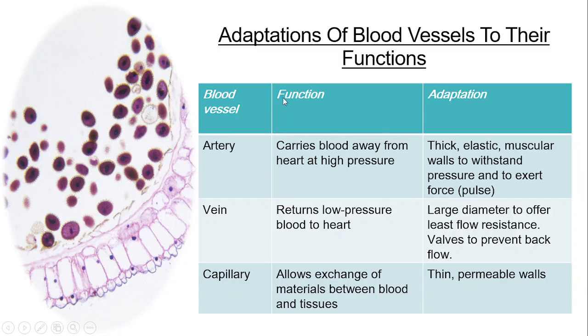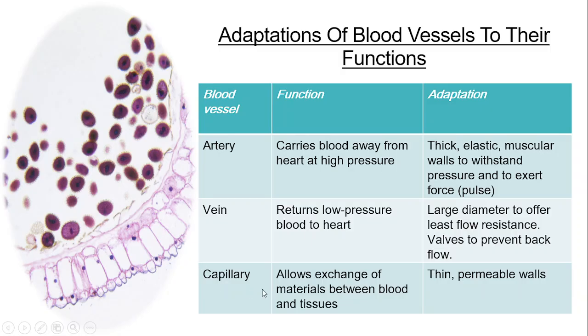That's the first blood vessel, how it functions and how it is adapted to its function. Then we have the veins. Their function is to help return low pressure blood to the heart. Now, how they are adapted is that they have large diameters to offer the least flow resistance, and the valves are there to prevent backflow. So that's how the veins are adapted to carrying low pressure blood to the heart.